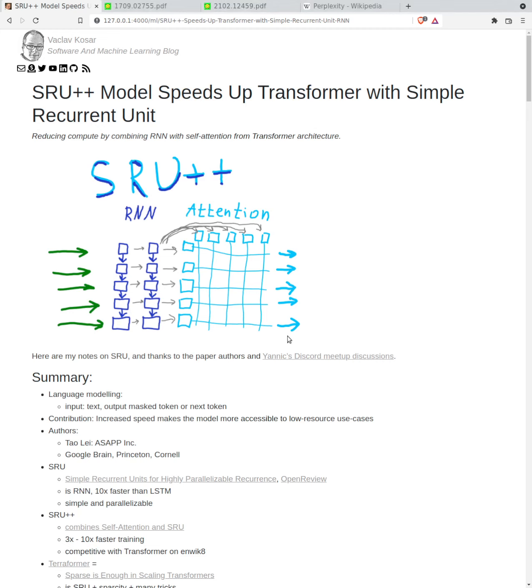SRU model speeds up transformer with simple recurrent unit, reducing compute by combining RNN with self-attention from transformer architecture.